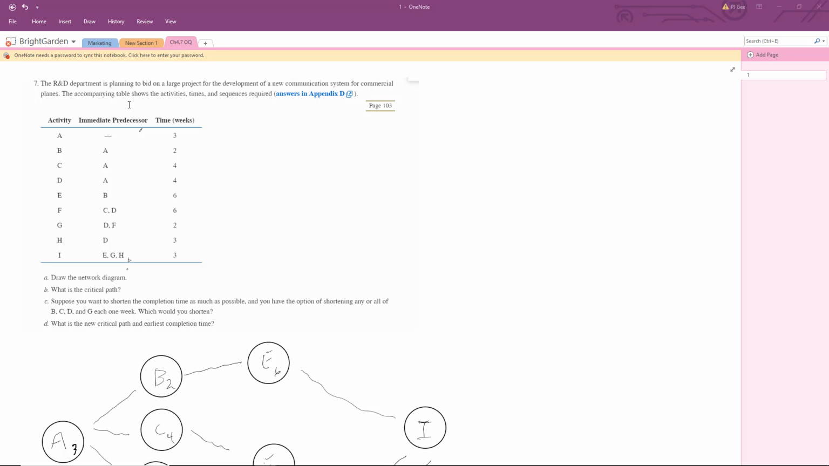This is a solution for Jacob's Chapter 4, Question 7. That's the objective questions at the back of the chapter there. Okay, and I've reproduced that here on my screen, the screen grab of it. The R&D department is planning to bid on a large project for the development of a new comm system for commercial planes. The accompanying table shows the activities, times, and sequences required.